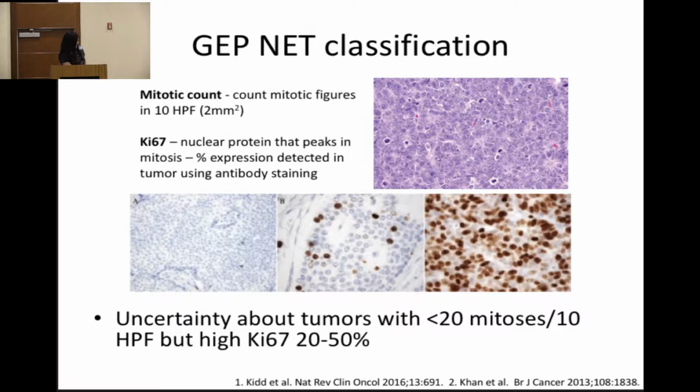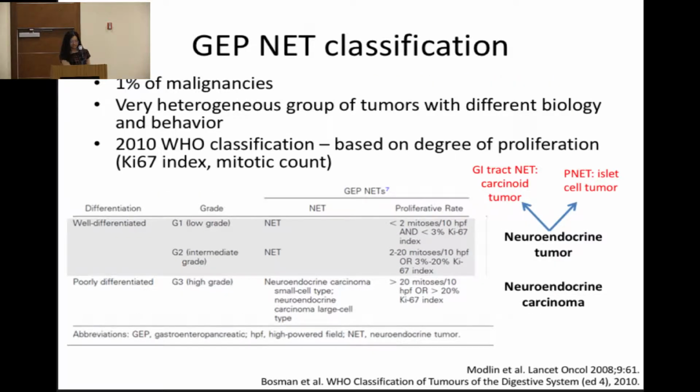So going back to this classification system, you can see that tumors that have less than 2 mitoses per 10 high power field and Ki67 less than 3% are called grade 1. Those that have 2 to 20 mitoses and Ki67 of 3 to 20% are called grade 2.